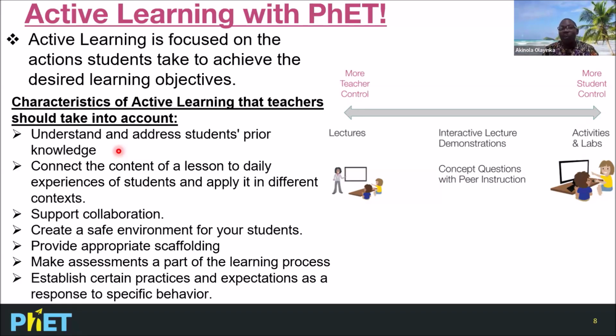Next is to provide appropriate scaffolding. When we talk about scaffolding, we're talking about building on existing knowledge and being able to identify where they are coming from, and then build upon it to drive home the objective of what we're trying to pass across. Next is to make assessment a part of the learning process. Now, for some of us who went to school in the 80s, 90s, or maybe earlier, the majority of learners then saw examination as a punitive measure. That is not the active way of learning.